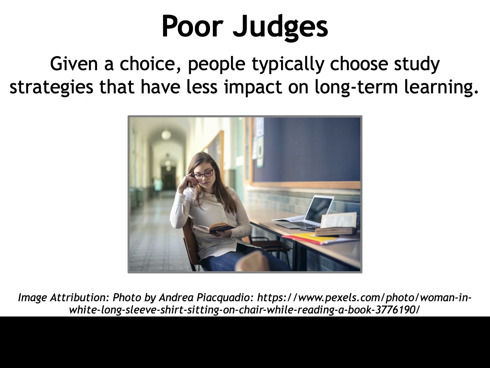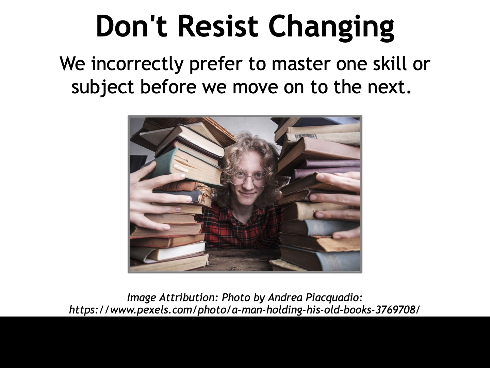Poor judges. Rereading text and highlighting text are the methods that learners choose most often, but research shows these are among the least effective tools to strengthen long-term learning or help in being able to remember after you take the test. People choose to study one skill until it is mastered, instead of changing the subject or skill they are practicing before they have it mastered, even when they do better on tests if they switch things up while studying.